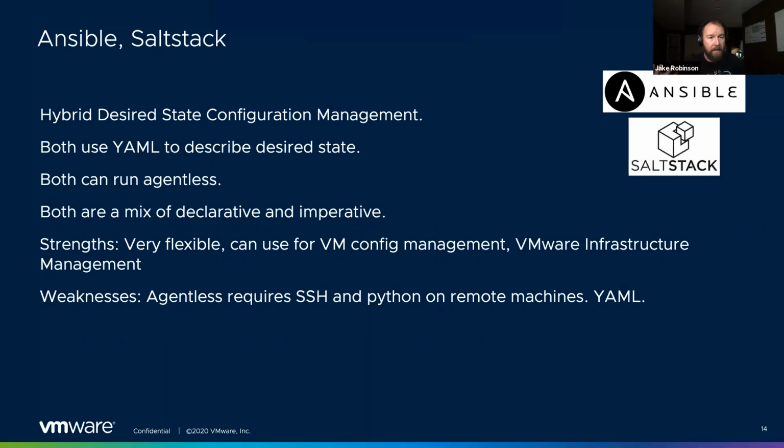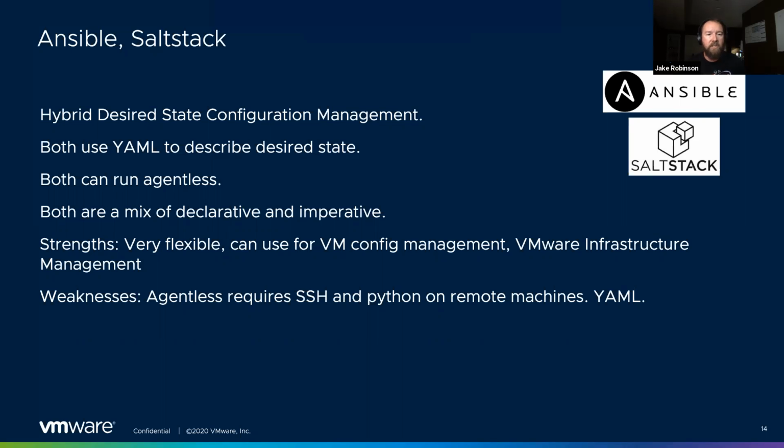The strengths for both Ansible and Salt are that they're very flexible. They're both written in Python. So if you know Python, you can write extensions, providers, modules for these things. You can use both of them for VM configuration management as well as VMware infrastructure management. We heard Brian talk about how he's using Ansible to do full ESXi host configuration, sort of immutable infrastructure.